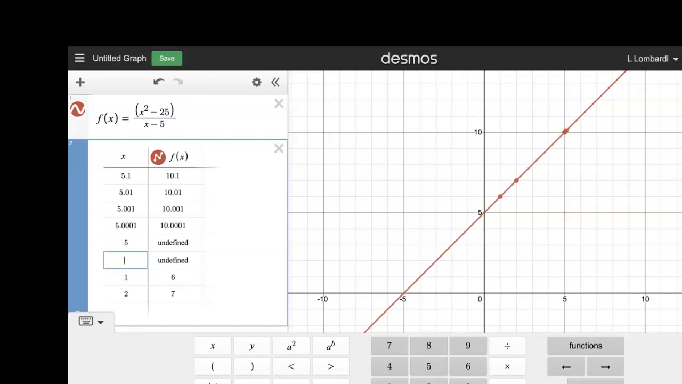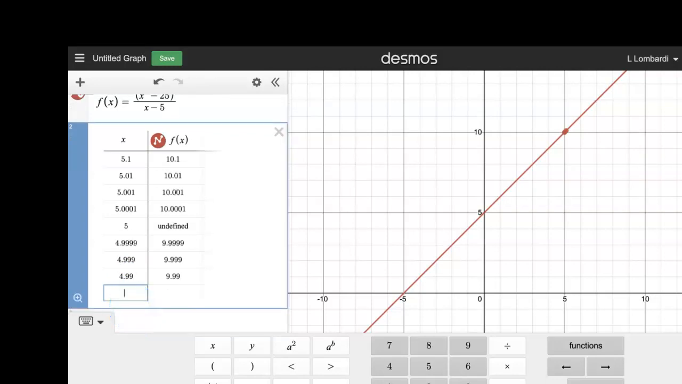Okay, now we're coming from the left. So closest to 5 from the left would be 4.9999, and then 4.999, and 4.99. Now the reason you use different values and don't just get super close is you want to see that they're actually approaching that value, getting closer and closer and closer. So 4.9 would be the last one I would have to do.